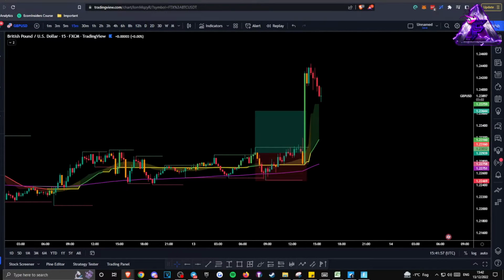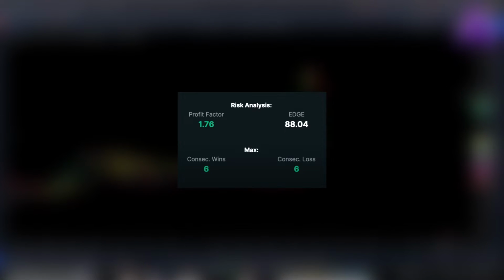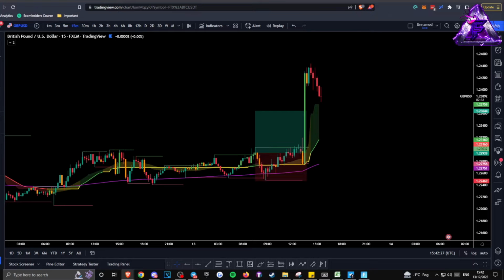Alright, so the backtesting is done and the results are actually quite impressive for a single indicator. The win rate is 54% and we increased our account size by just below 95%. Our profit factor is 1.76 and we had 6 consecutive wins against 6 consecutive losses, which definitely tells us that this indicator is worth testing.